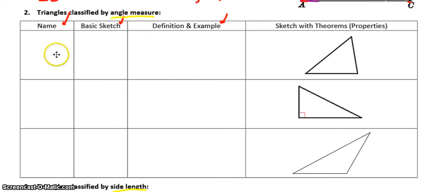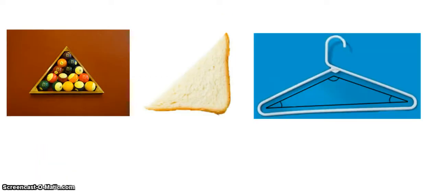You might remember there are 3 different kinds of triangles classified by angle measure. They're acute triangles, right triangles, and obtuse triangles. Here's some examples. A pool ball rack, as we have right here, is an example of an acute triangle because all 3 angles are less than 90 degrees. They're all acute. This sandwich triangle has 1 right angle in it, 1 90-degree angle. The other 2 are acute, but this makes this a right triangle.